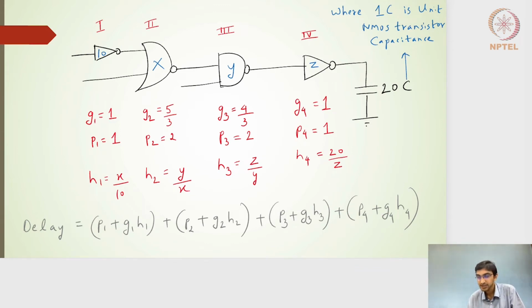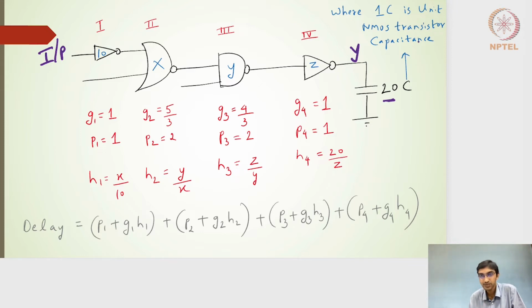So I have now 4 gates. This is my input, and this is my output, which I'm going to represent as Y. Then I have 4 gates. The first one is the inverter, the second one is a 2-input NOR gate, the third one is a 2-input NAND gate, and the fourth one is the inverter again, which is connected to a load capacitance of 20 into C, where C represents 1C unit NMOS capacitance.